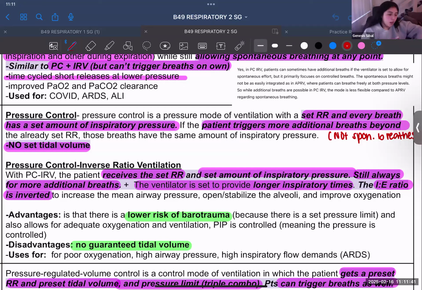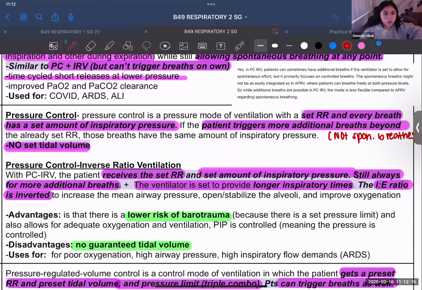Okay, so moving on, pressure control inverse ratio ventilation. Well, we talked about inverse ratio earlier, right? Remember we said normally our inhalation is going to be shorter than our expiration, so our normal ratio is 1 to 2. Again, if we keep the inhalation longer, kind of like with PEEP, but PEEP is keeping it open for basically the entire time. Whereas with pressure control inverse ratio, it's just how can we make the inhalation longer so they have better oxygenation? They're still going to have the same respiratory rate.